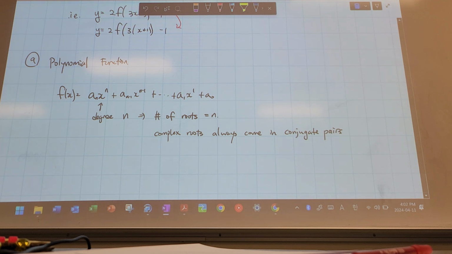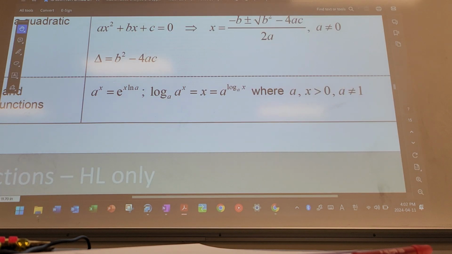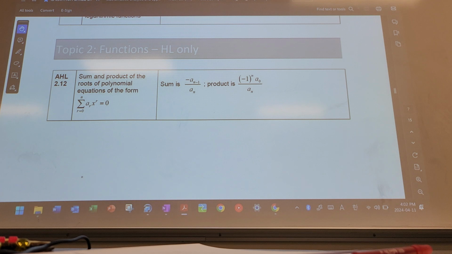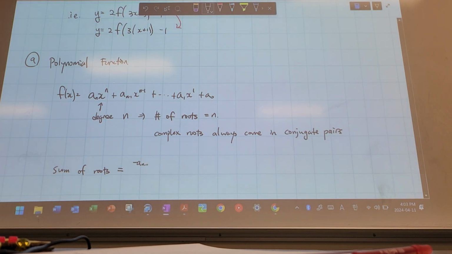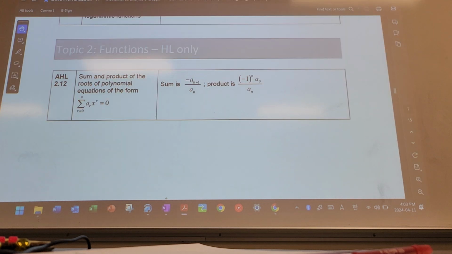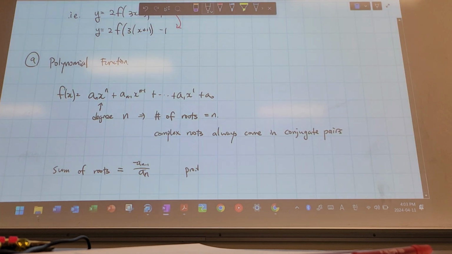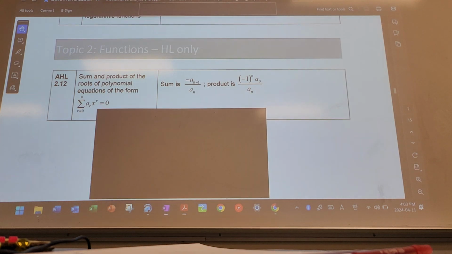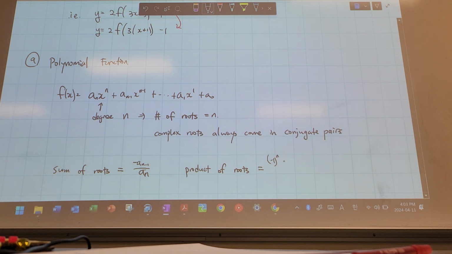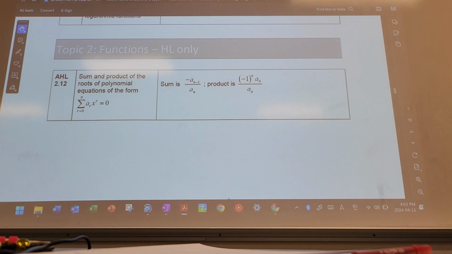Another thing to note for the polynomial function is the existence of the sum and product of roots formula. The sum of roots is equal to, and in your formula booklet we have them, negative a_(n-1) over a_n. And the product of roots is equal to negative 1 to the power of n, a_0 over a_n. Right.